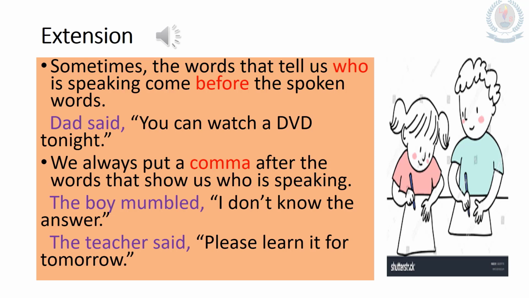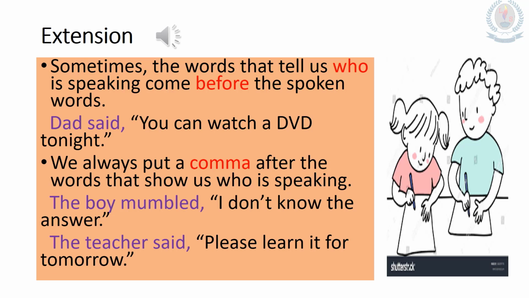Let's go to extension. Sometimes the words that tell us who is speaking come before the spoken words. Now we can see the example here. Dad said, "You can watch a DVD tonight." So he is the speaker here. Who said that? Dad. So there we use the comma before the spoken words. The spoken words here are "You can watch a DVD tonight."